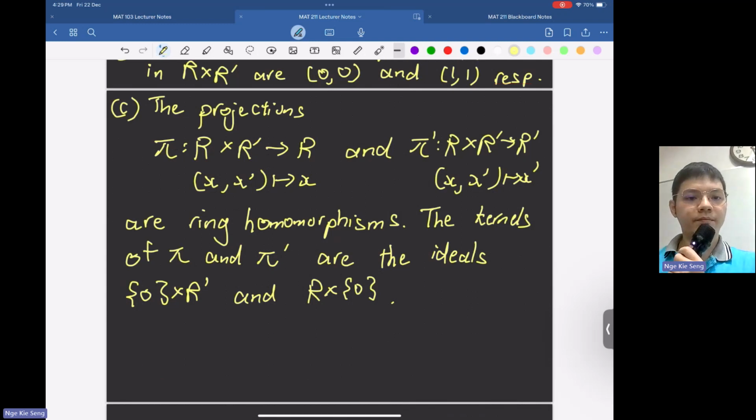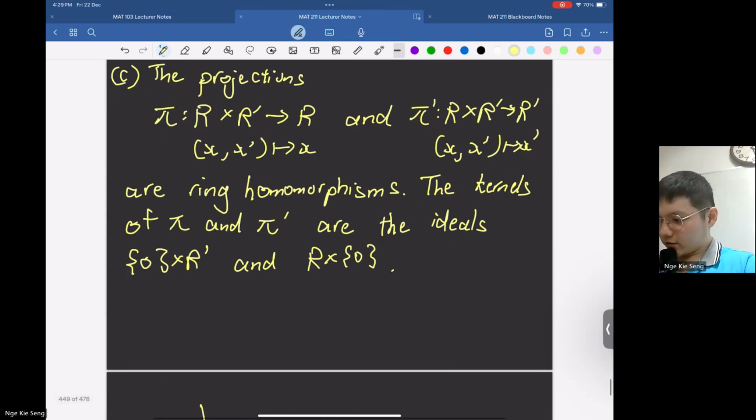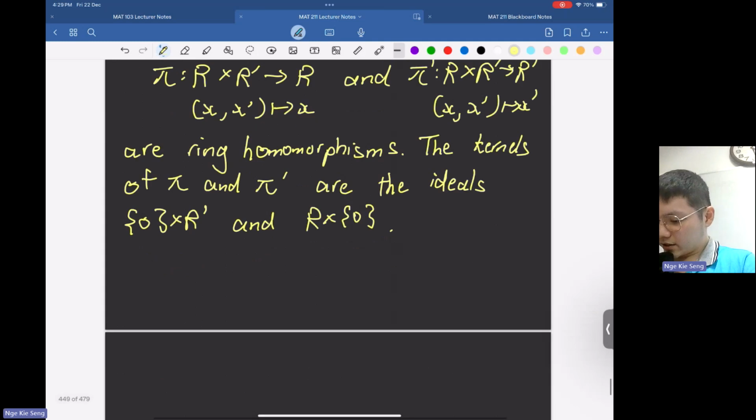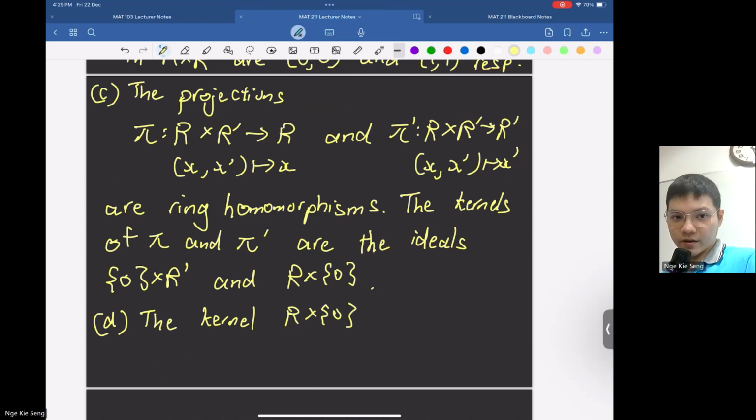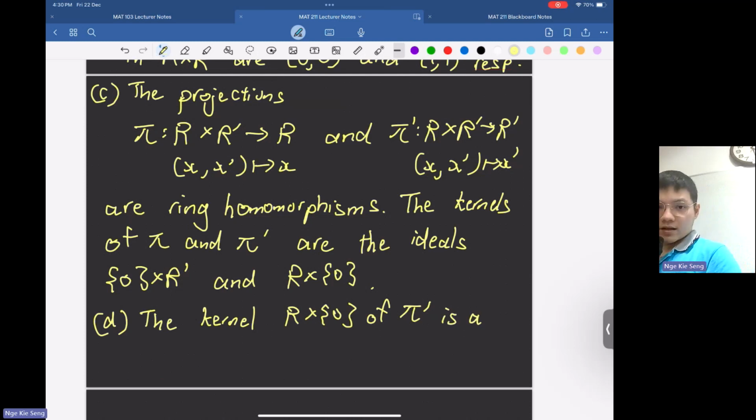Okay. Let me see. So there's one very interesting thing here. This kernel, right? So for example, the kernel of R cross 0 of pi prime is actually what? Is actually a ring.